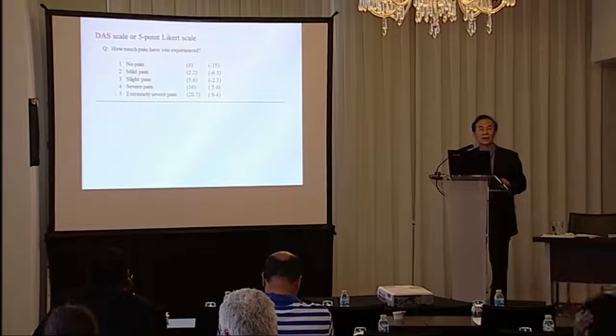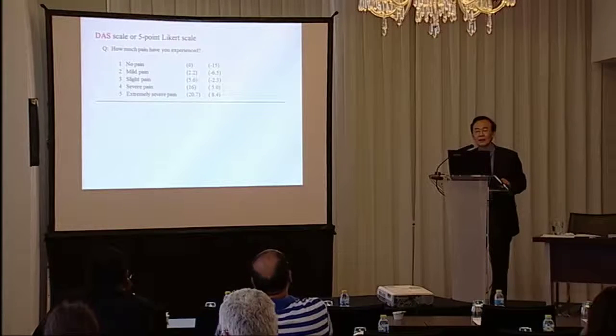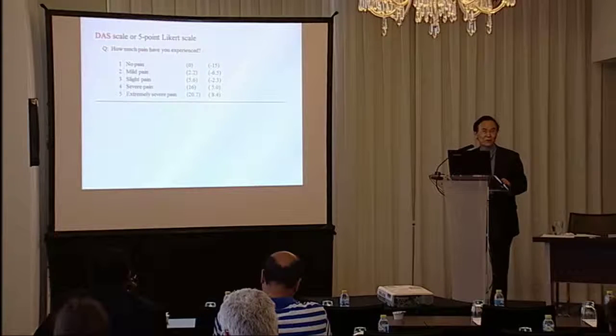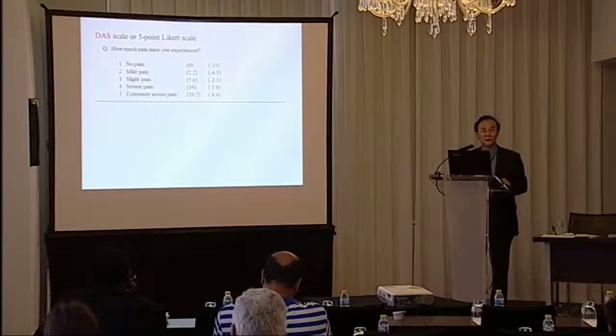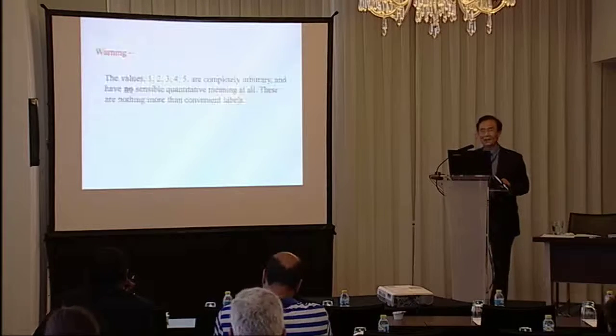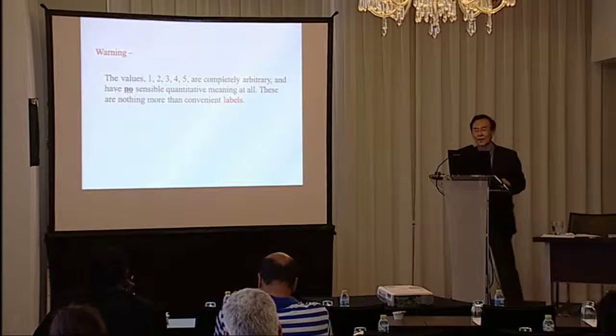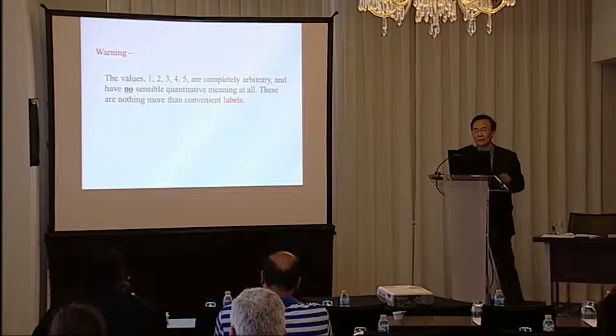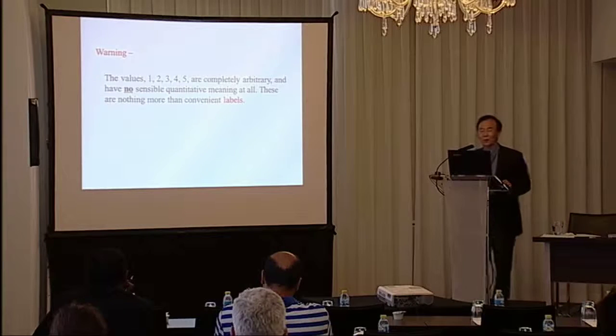Now, you don't have to assign 1, 2, 3, 4, 5 to these 5 categories. You can assign any 5 different numbers. For example, 0, 2.2 to mild pain, 5.6 to slight pain, 16 to severe pain, 20.7 to extremely severe pain. Or you can even assign negative numbers: negative 15, negative 6.5, negative 2.3, 5, 8.4. Any 5 different numbers. Because these are labels, they don't represent anything. So the values 1, 2, 3, 4, 5 are completely arbitrary and have no sensible quantitative meaning at all. They are nothing more than convenient labels.